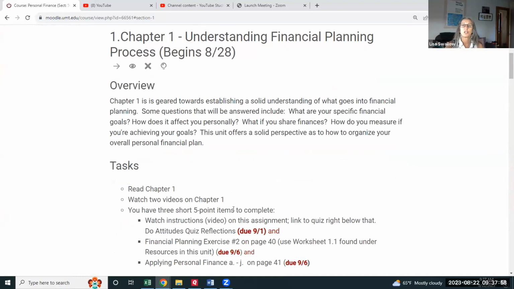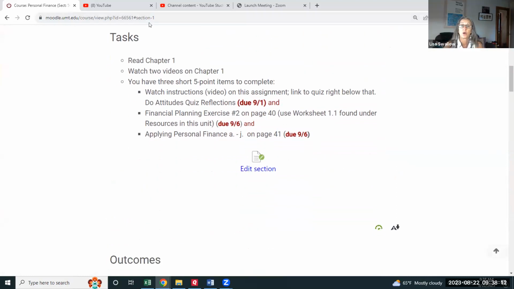Okay, so all the units look the same. There's an overview in this unit, understanding financial planning. I give you some questions we're going to answer. I give you the tasks, and the longer chapters have more tasks, obviously, with due dates for anything that you need to actually submit to me.